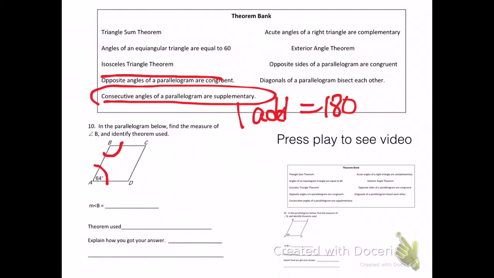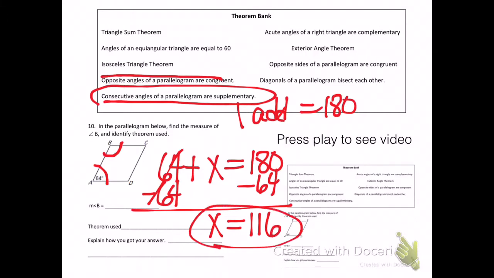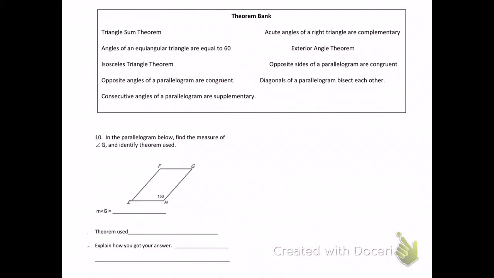So to find them, I would say 64 plus x, or angle B, equals 180. And to solve for x, I'm going to use the subtraction property of equality. So I'll eliminate the 64 on the left. So that gives me x equals 116. You work this one. Find the measure of angle G.